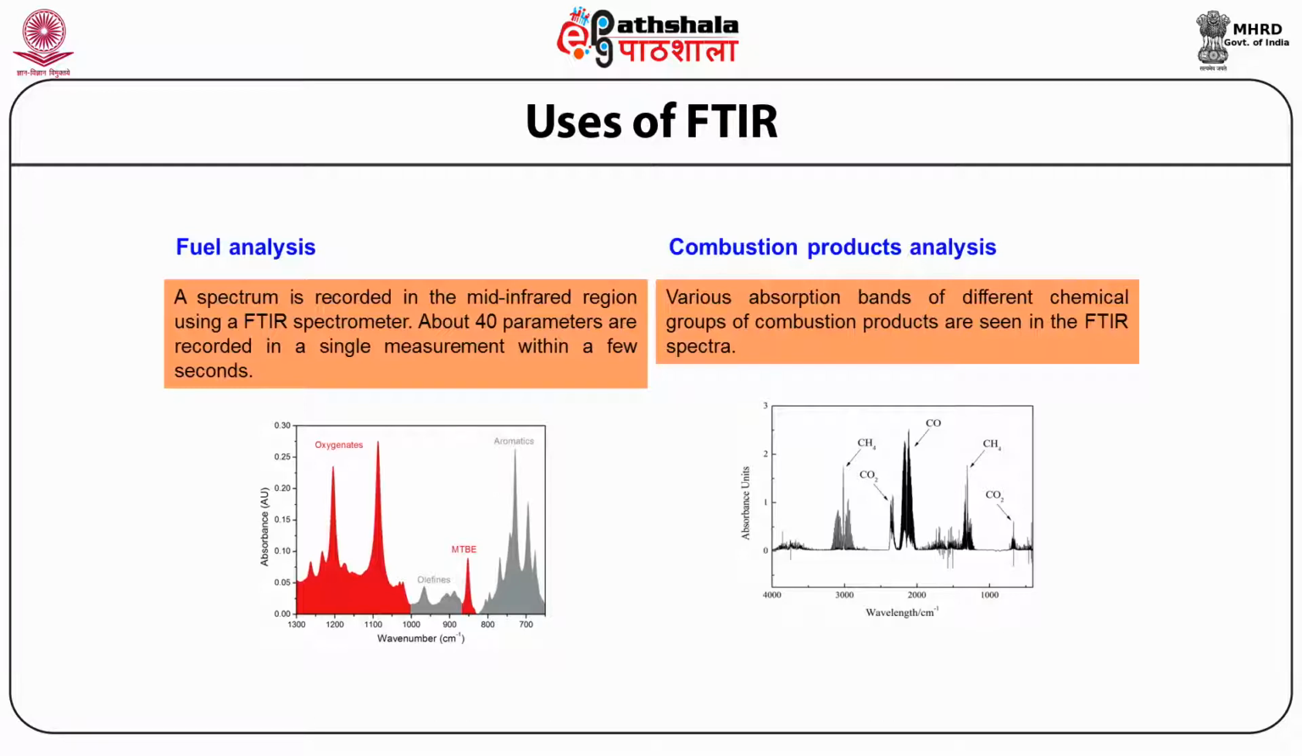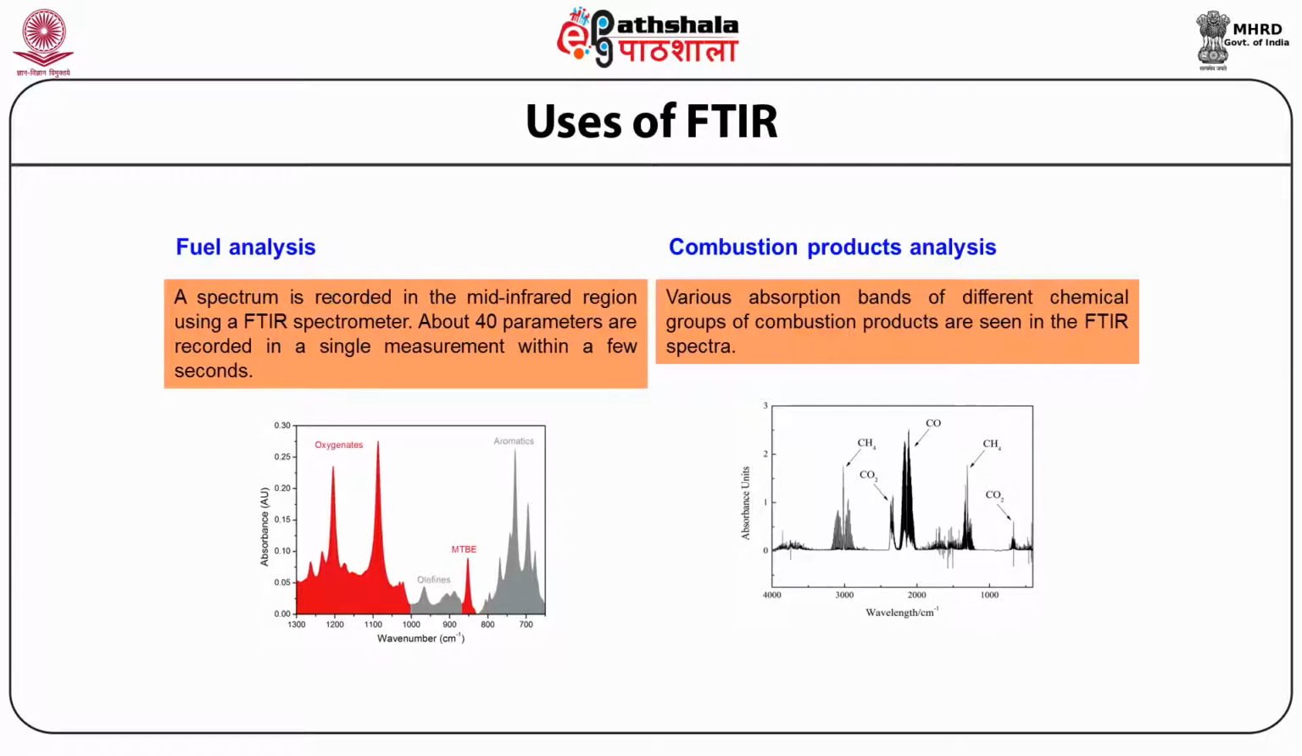Here we discuss another important use of FTIR in fuel analysis. You can see the spectrum is recorded in the mid-IR region using an FTIR spectrometer. About 40 parameters are recorded in a single measurement within a few seconds, and you can see here the FTIR spectra of aromatics, MTBE, olefins and oxygenates are quite different, so you can analyze the fuel quality by using IR spectrometry.